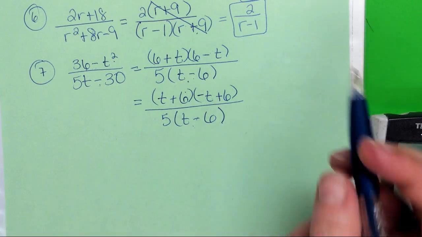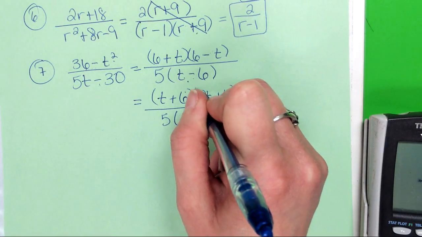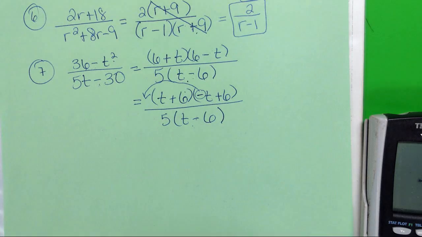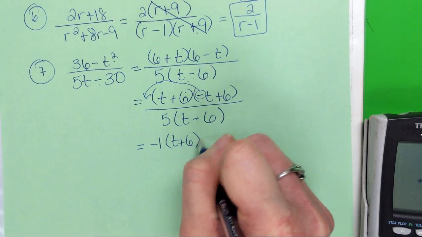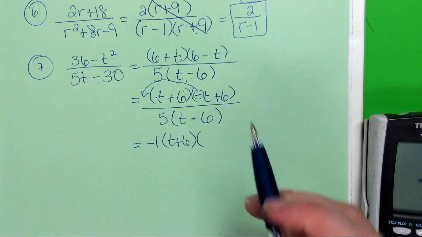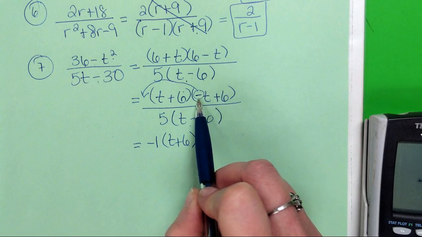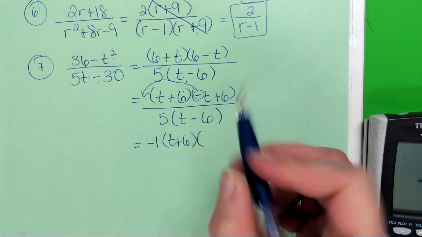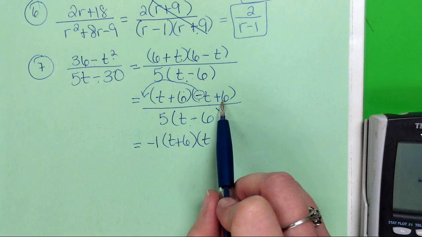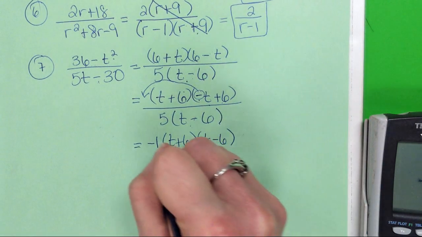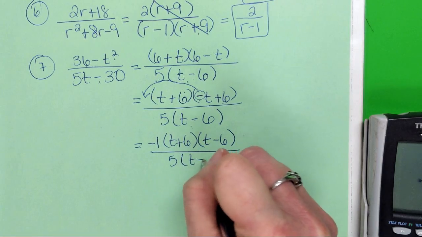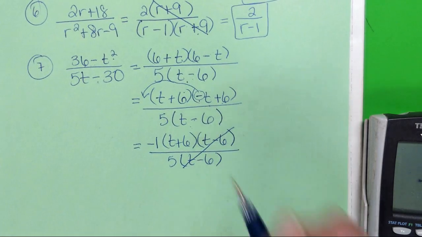But remember that we can take this out to the front. We can take out a negative 1. So if I take out this negative, what kind of T is left? Positive T. If I take it out of both of them, I got to take a negative out of 6 as well. So what kind of 6 does that leave? A negative 6. There you go. Now they will cancel.